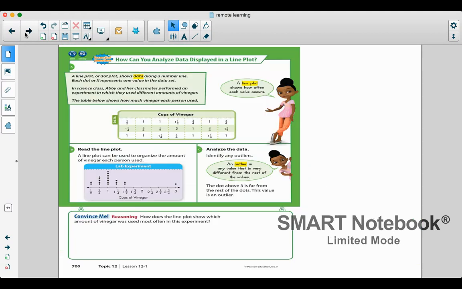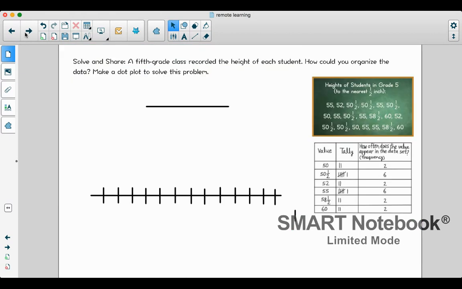So in today's solve and share, I wrote it like this because we're actually plotting information. I'm going to read my solve and share question, and then I'm going to go through my chart and this tally graph right here, and I'm going to explain what this is. Okay. A fifth grade class recorded the height of each student. How could you organize their data? Make a dot plot to solve this problem.